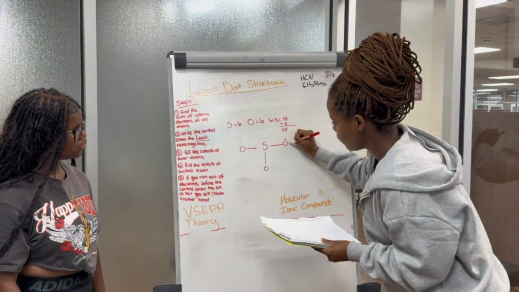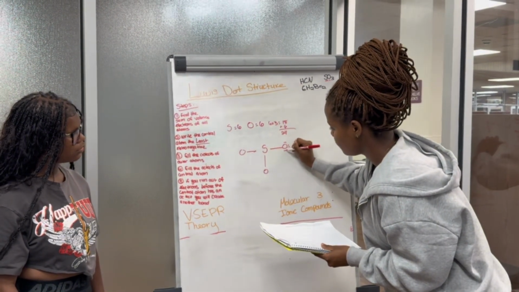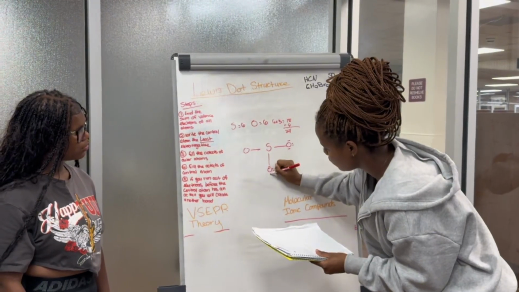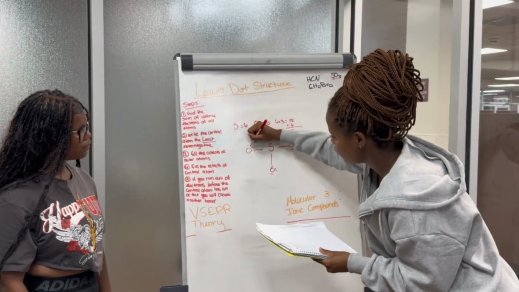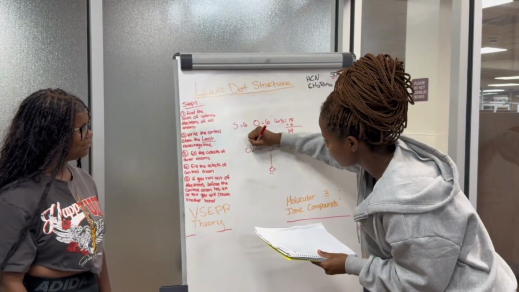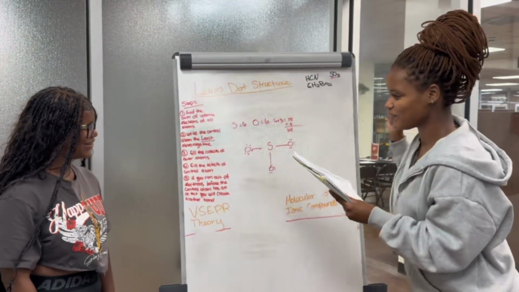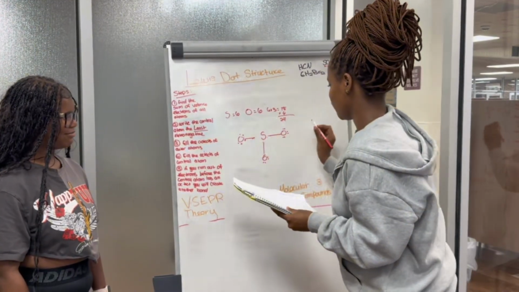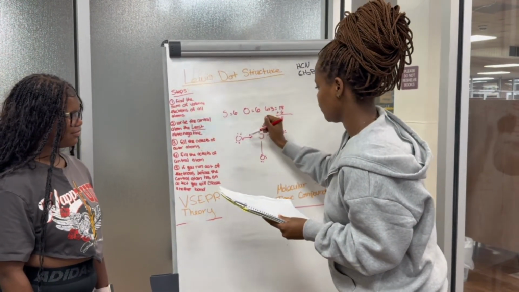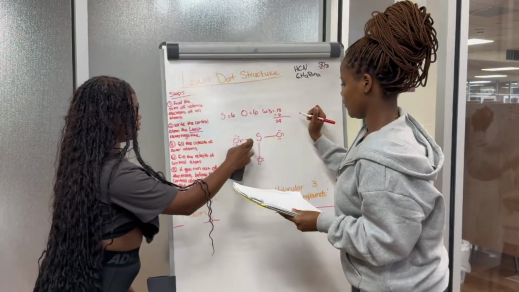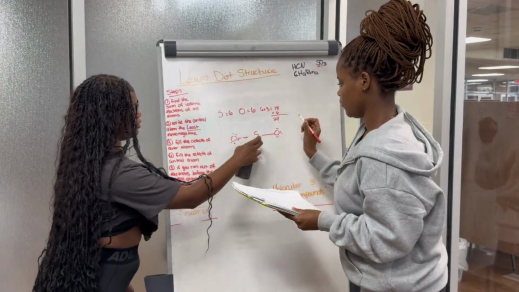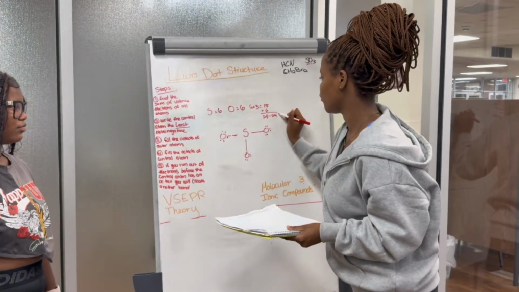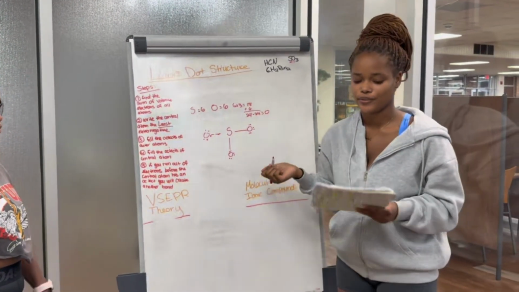So 2, 4, 6, and then 2, 4, 6, and then 2, 4, 6. Did I do it right? Okay. Subtract. So we use 24 minus 24, which will give us 0. We don't have any more to use.